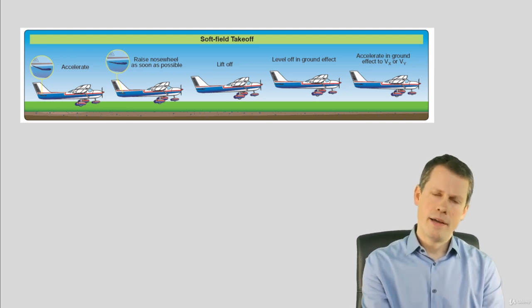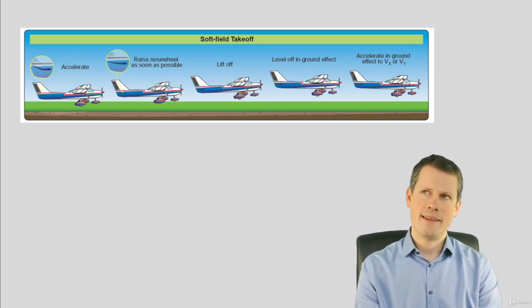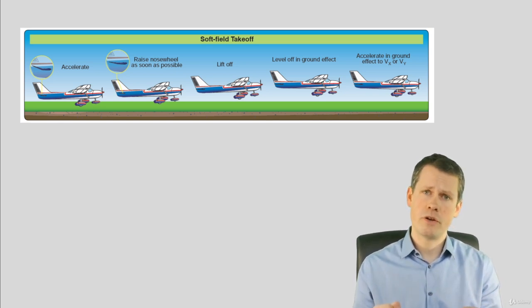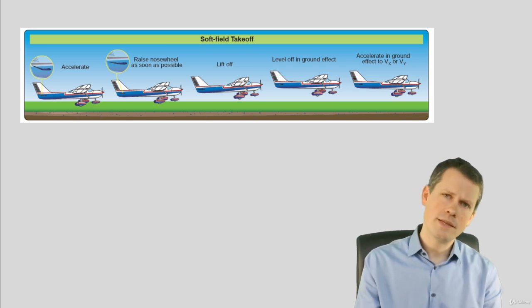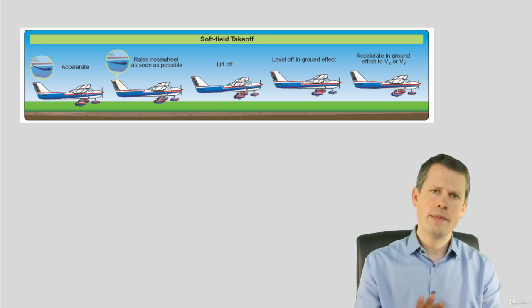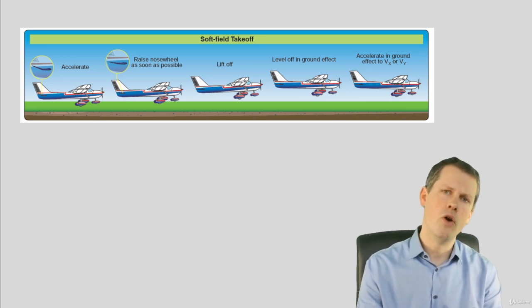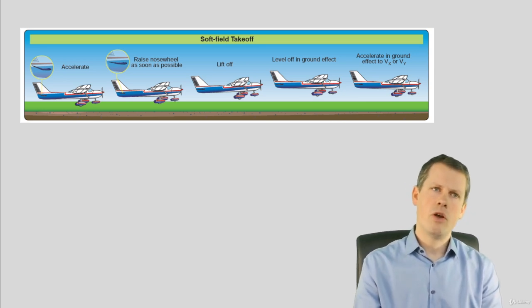And then add power as usual to your takeoff power setting. And then as soon as the speed is building up, when you have a considerable amount of back pressure on the yoke or stick, the nose will start to rise pretty rapidly. Then it's important to release a little bit of the back pressure because we don't want to lift off too early.